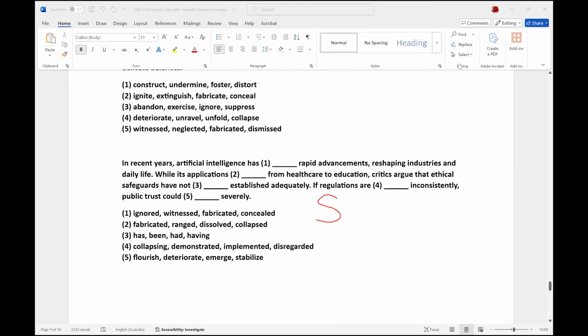So the subject is plural with S. That is why you need a plural verb, which is R. So what if, instead of implemented, it would be implementing? No. If it is implementing, it means it is in the active voice. And here this sentence is in the passive voice. There's a difference.